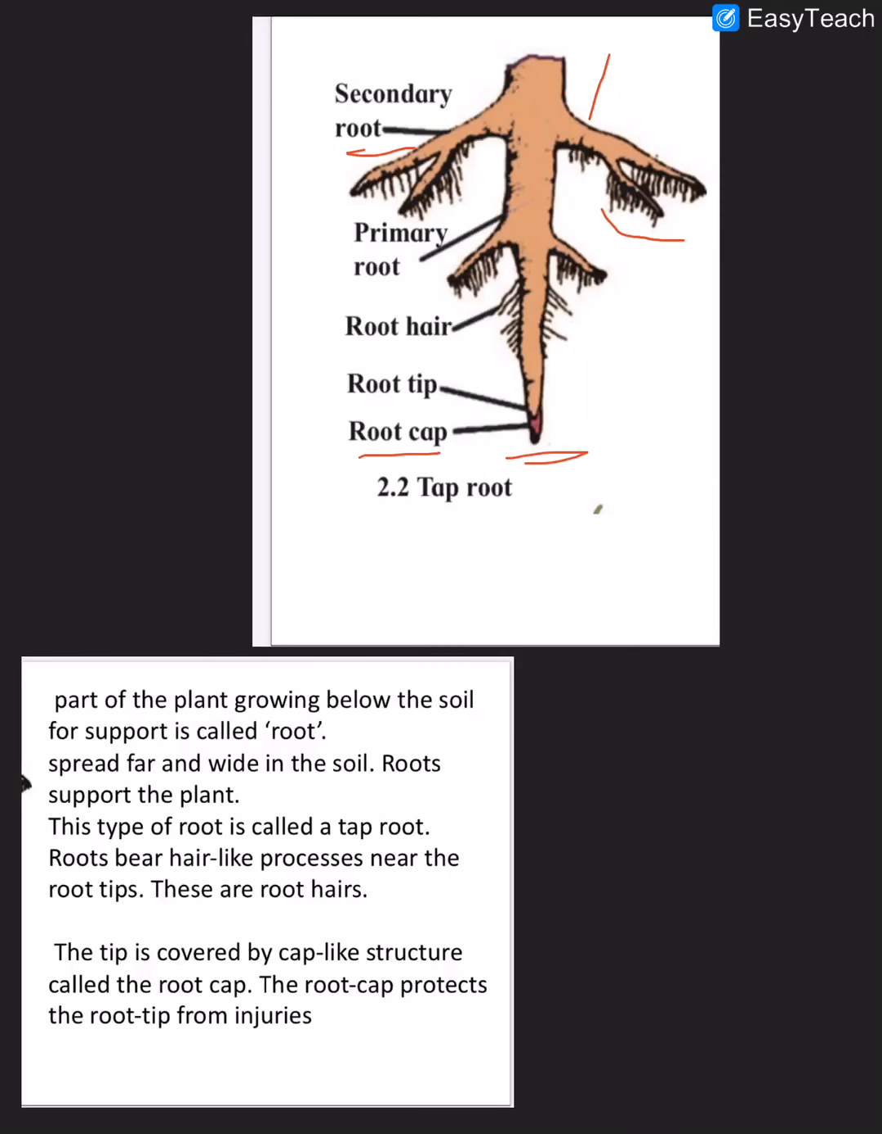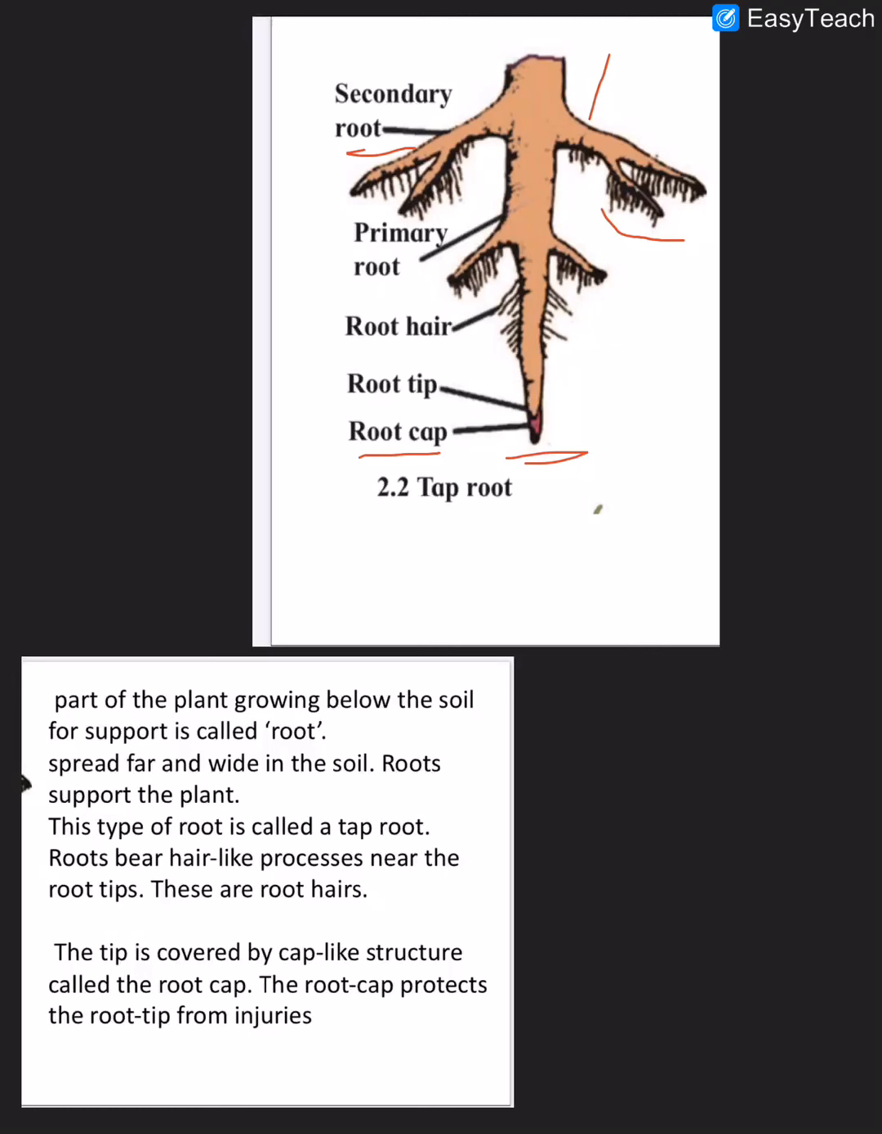So what is a root? Root is that part of a plant growing below the soil for support, and roots spread far and wide in the soil. The main function of a root is to support the plant. Roots of some plants produce secondary roots. You can see in the image secondary roots, hair-like growings, a main root and branches of roots, and also a root cap.